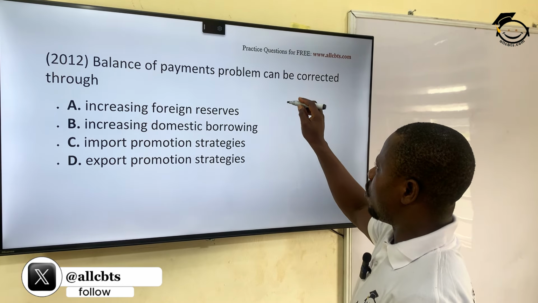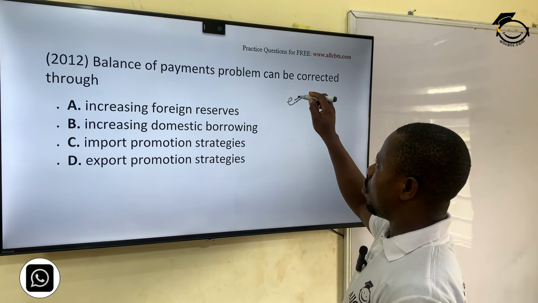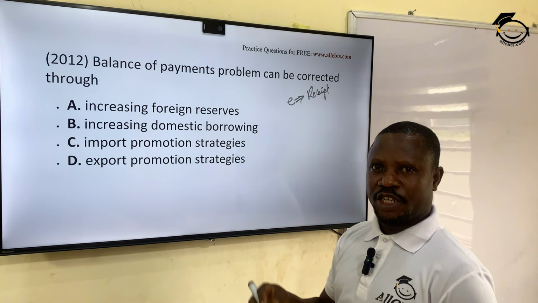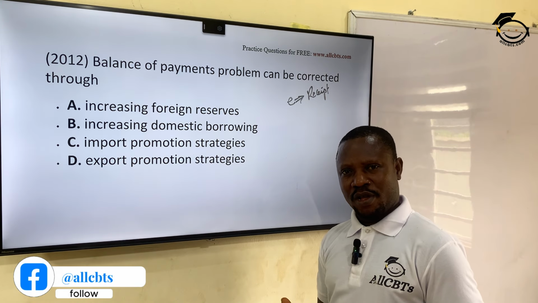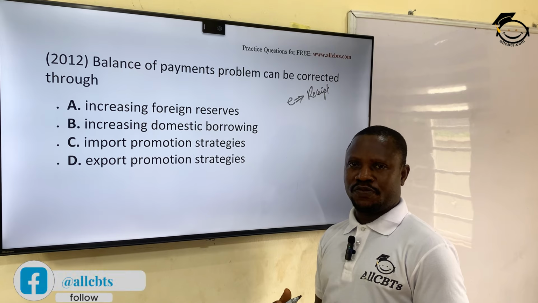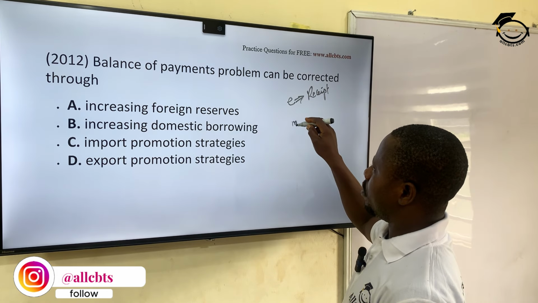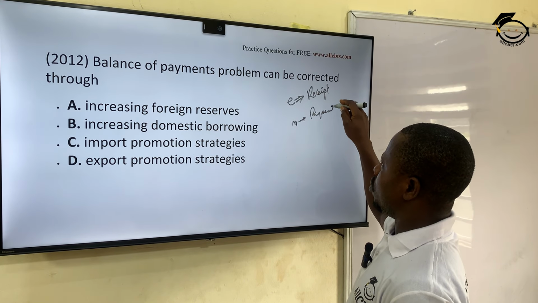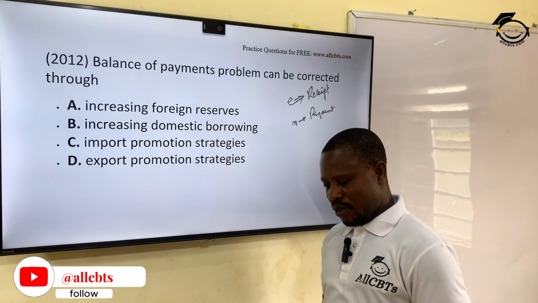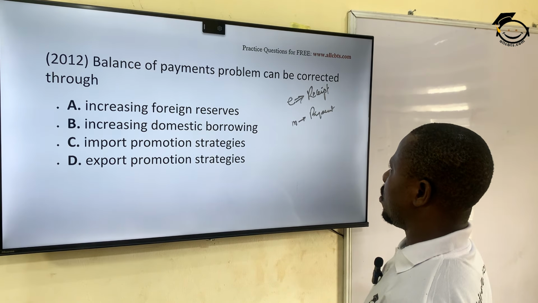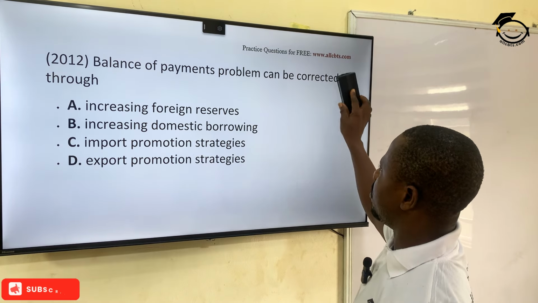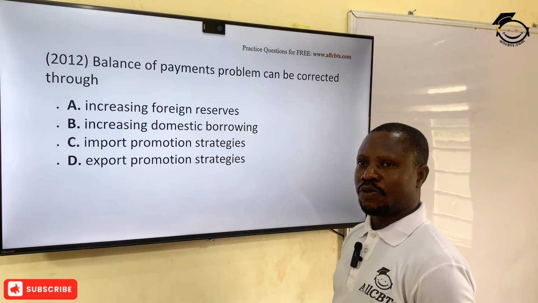Why? When we export, we begin to receive. We have what they call receipts. We begin to receive, and as we receive, we earn more, and as we earn, our economy improves. But when you continue to import, which is M, you do payment. You pay. And the more you are paying, the lesser your economy is doing, unless you're even having a surplus. So the answer here is option D, export promotion.